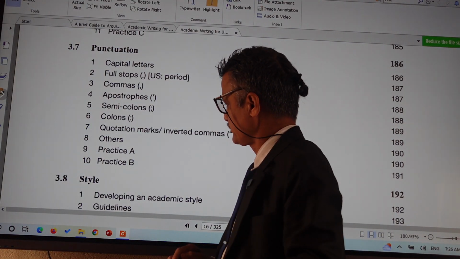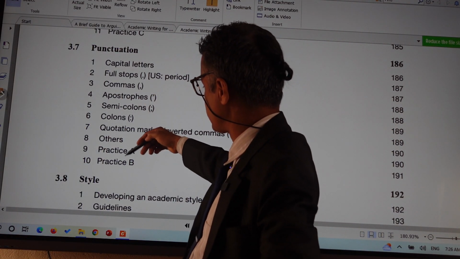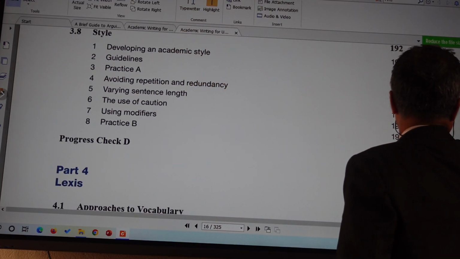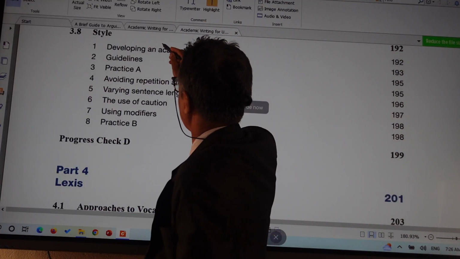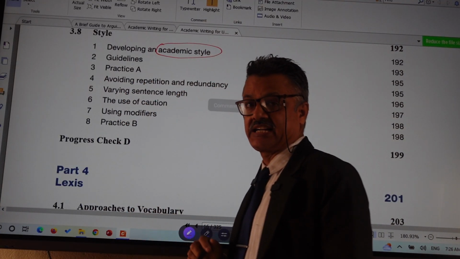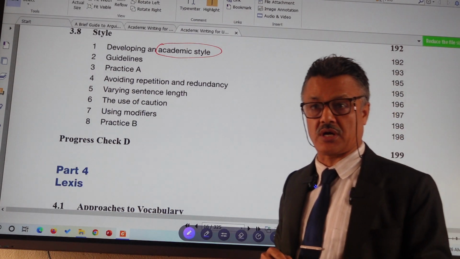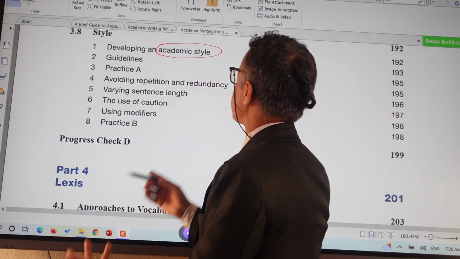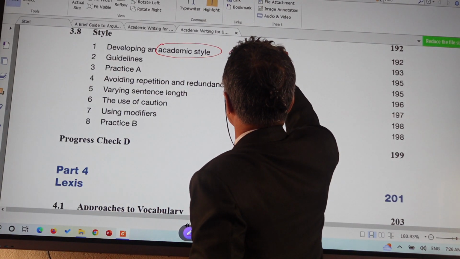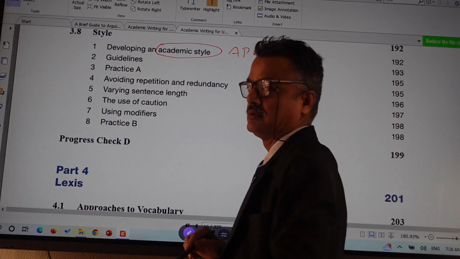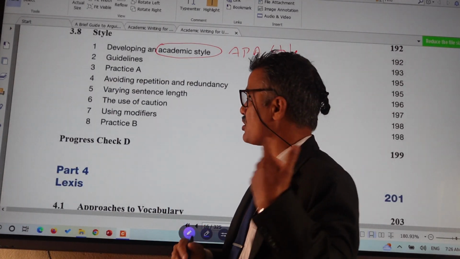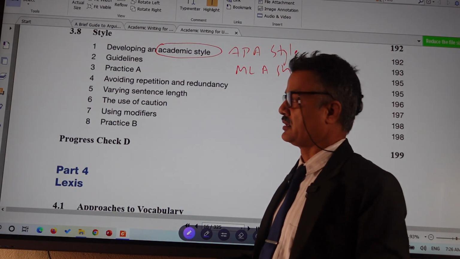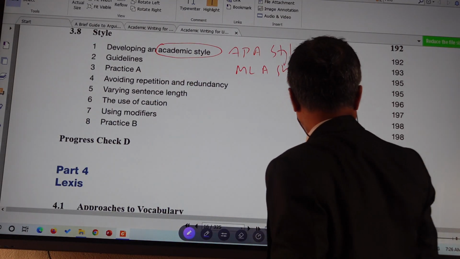Okay, then you can read these in the book. Style, right? There is something called academic style. Academic writing uses academic style. Now you ask, so we are management students, what is our style? So you read APA style. I belong to humanities, so I use MLA style. There are guidelines, right?